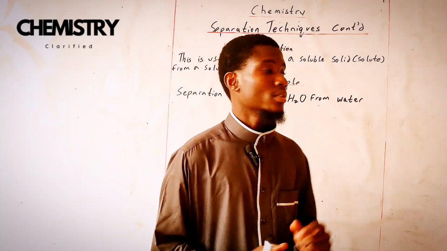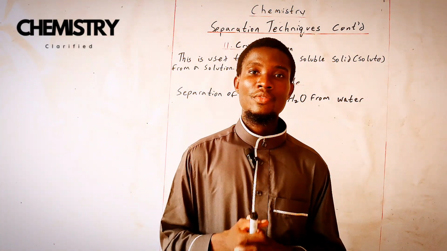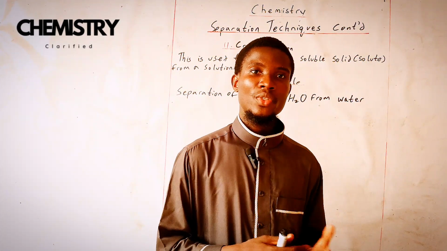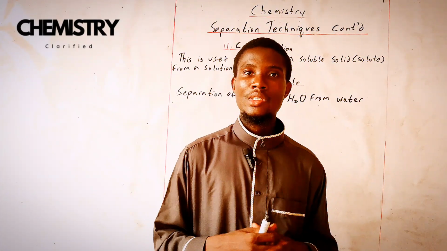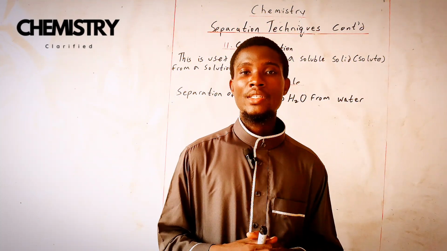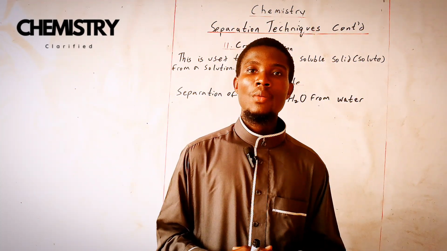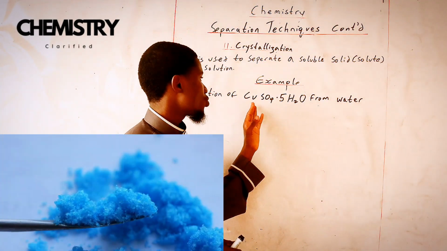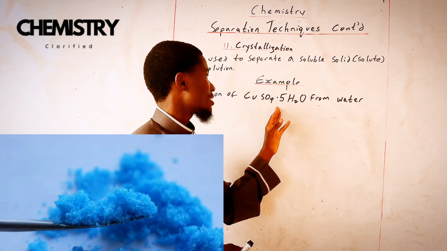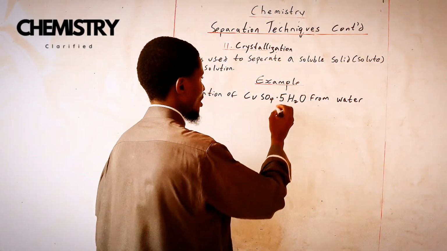The next separation technique is crystallization. While evaporation can be very useful when we are separating salts that are heat tolerant, that is, that do not decompose when we heat them, so we can easily use evaporation, there are some salts, for instance, copper 2 tetraoxosulfate 6 pentahydrate. Now, let me put that down.